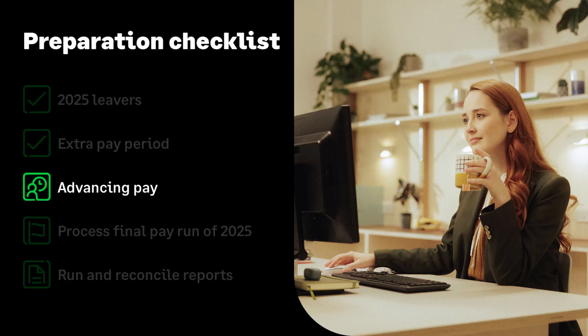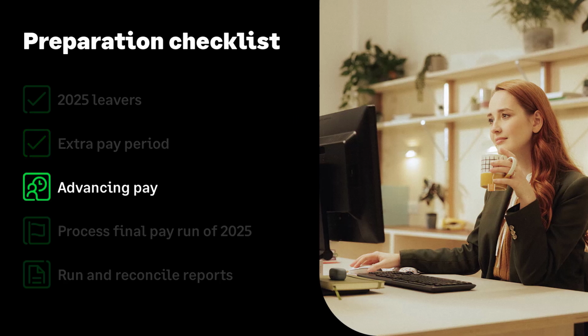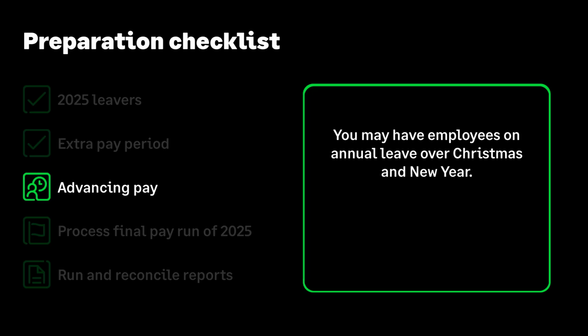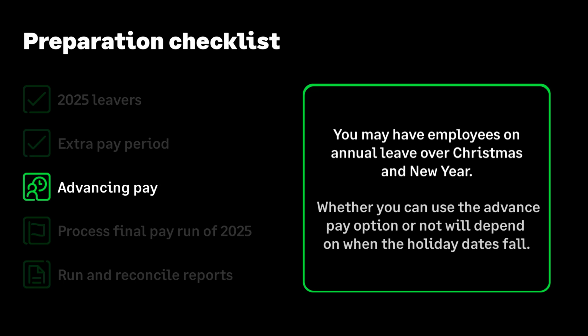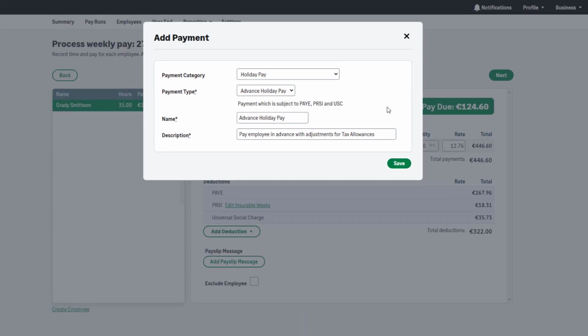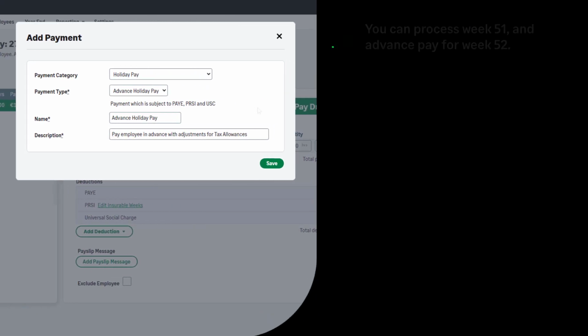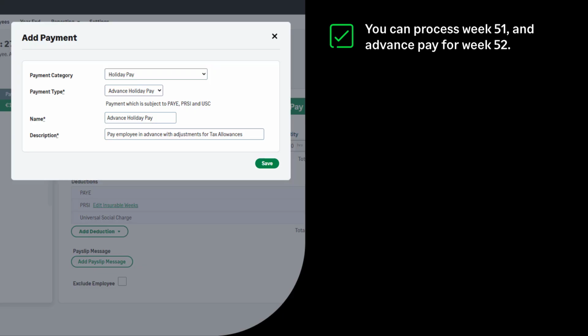Let's move on to advancing holiday pay over year-end. As year-end falls over Christmas and New Year, it's likely that you'll have employees on holiday at this time. Whether you can use the advance pay option or not will depend on when the holiday dates fall. You can use the advance pay option if the advance pay period covers any weeks up to and including week 52. For example, you are processing week 51 and advancing week 52.